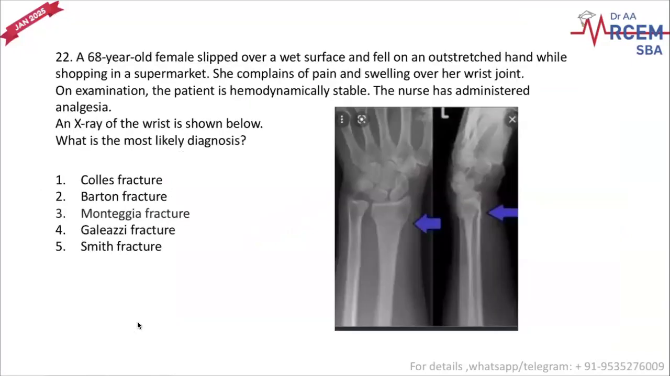A 68 years old female slipped over a wet surface and has fallen down on an outstretched hand while shopping in the supermarket. She complains of pain and swelling over the wrist. On examination, the patient is completely stable. The nurse has administered analgesia. The X-ray of the wrist is shown below. What's the most likely diagnosis?